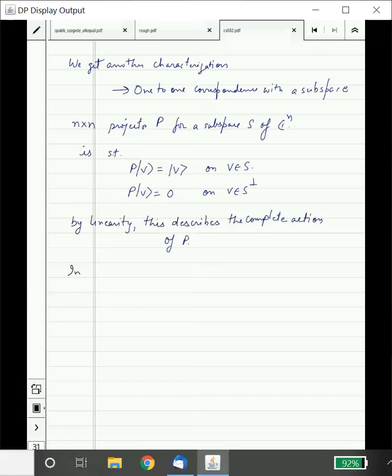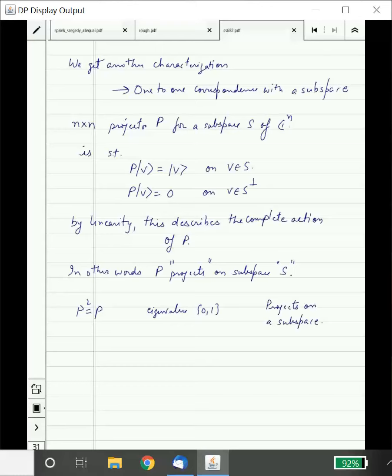In other words, P projects on subspace S. This will be our operating definition of a projector. We can talk about P square equal to P. We can say that eigenvalues are from 0, 1, or we can say that it projects on a subspace. You should remember all three characterizations.